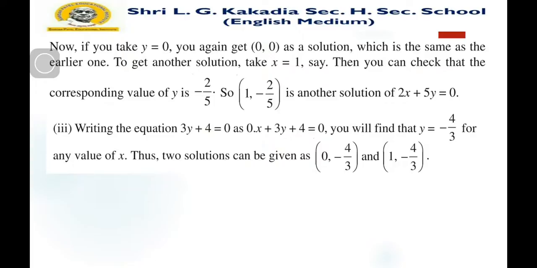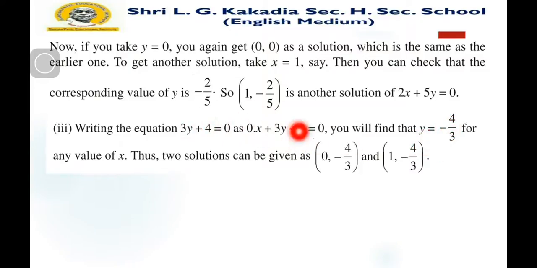Here we know that in this given form, there is no variable x. So we take 0 into x, that is 0, plus 3y plus 4 is equal to 0. As we know, we can write this linear equation in the standard form as 0x plus 3y plus 4 is equal to 0. You will find that y is equal to minus 4 by 3.